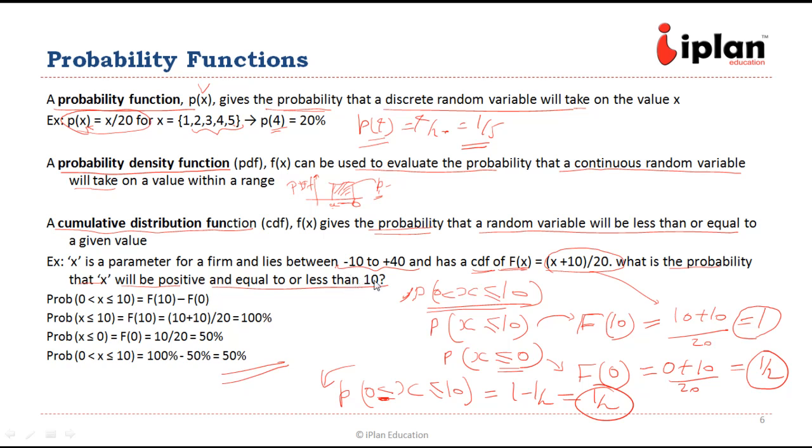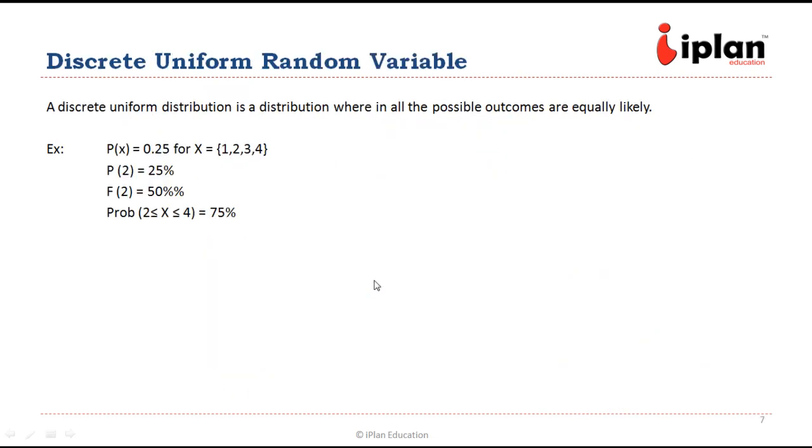Now let us look at the next concept, which is the discrete uniform random variable. We know the discrete random variable can hold only a few values, and a uniform random variable means all possibilities are equally likely. That means the probability of all the cases is the same. So in this case, the probability function will have a constant value. It will not have x as a variable.